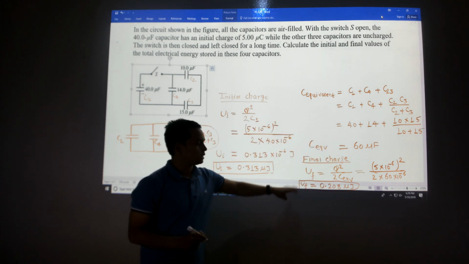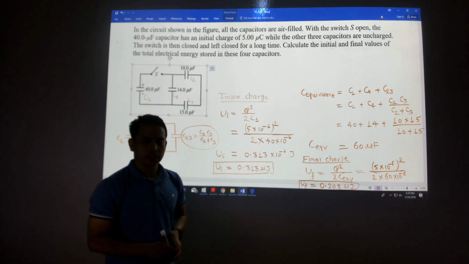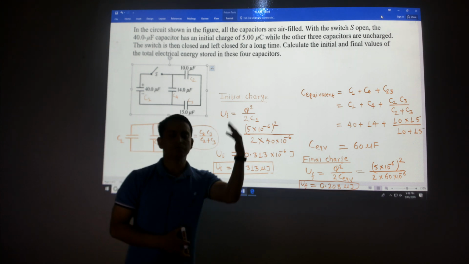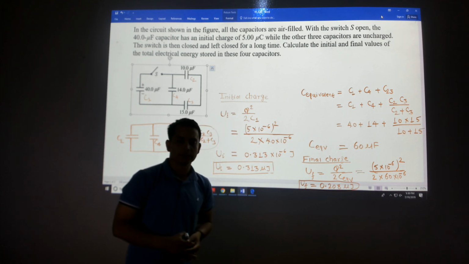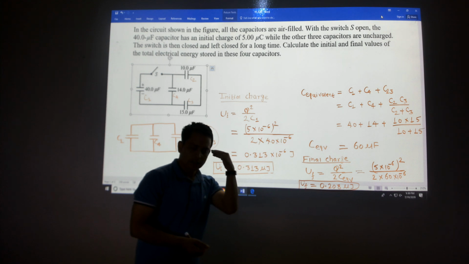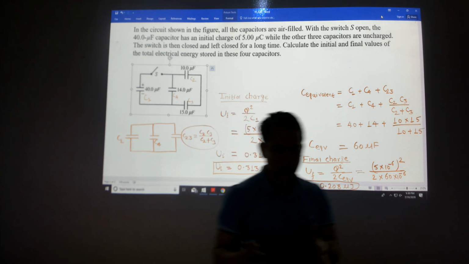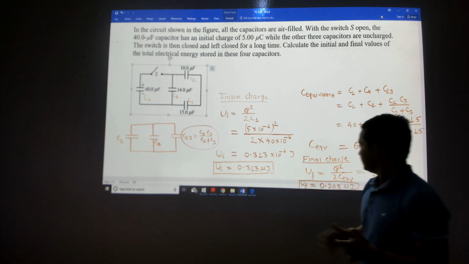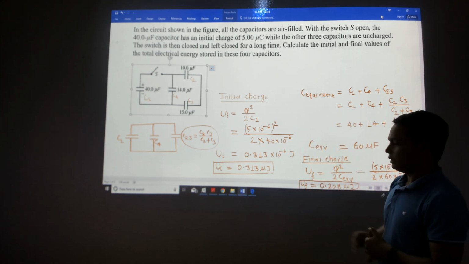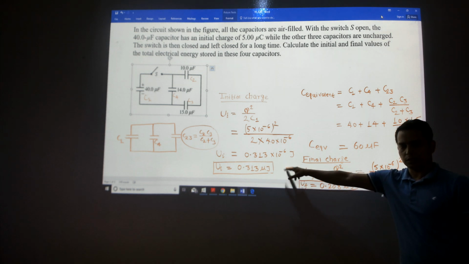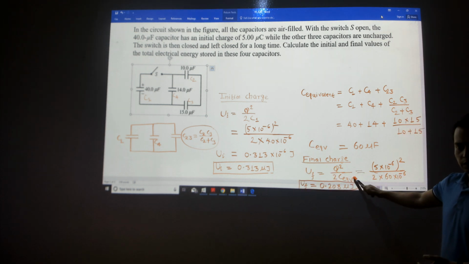Remember, the initial energy is not equal to the final energy, as it takes a certain amount of energy to move these charges onto the different capacitors. So there is work done in moving the charges onto the different capacitors. Alright? So this is the initial energy, and this is the final energy.